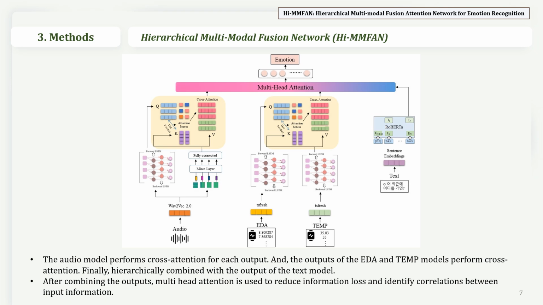The audio model performs cross-attention for each output. In addition, the outputs of the EDA and temp models perform cross-attention. Finally, they are hierarchically combined with the output of the text model. After combining the outputs, multi-head attention is used to reduce information loss and identify correlations between input information.